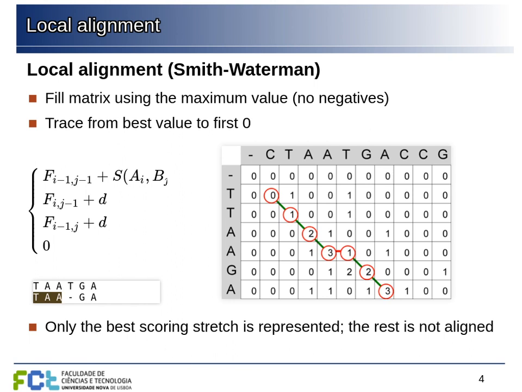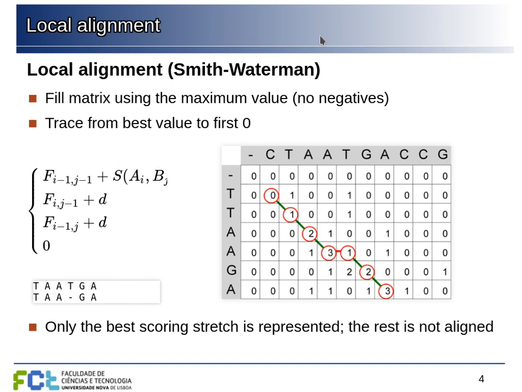So basically the difference here is that we do not consider negative values on the matrix, so the minimum is 0, and then we start from the maximum score and trace back until we find a 0. Everything else that falls outside, so all of these residues here, we just ignore, and we only align the subsequences that have the highest match. So this is the local alignment algorithm.